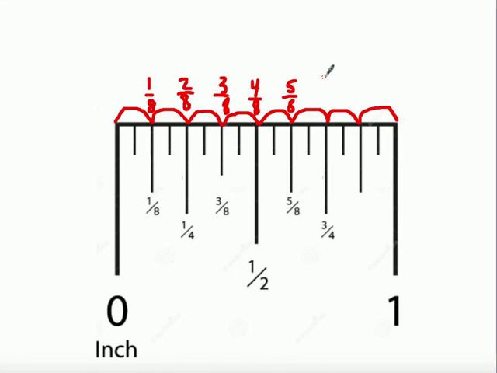The next line is 6/8. Divide that by 2 and you get 3/4. And the next one is 7/8, which cannot be reduced. That is the 7/8 line.